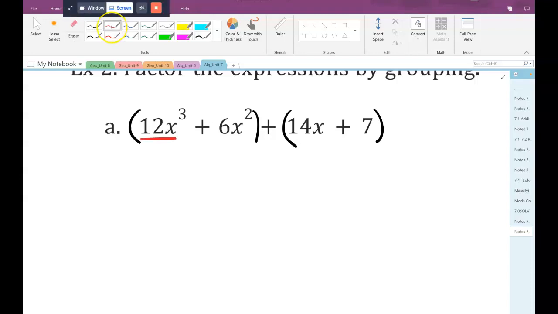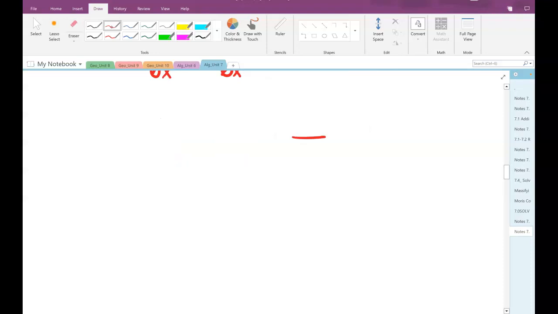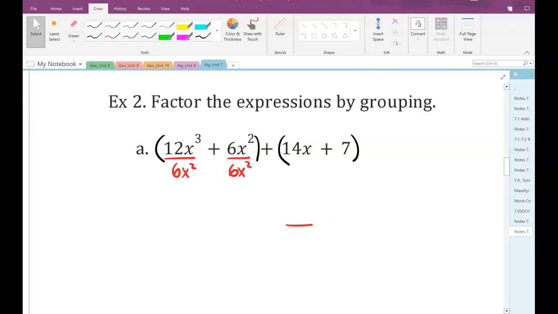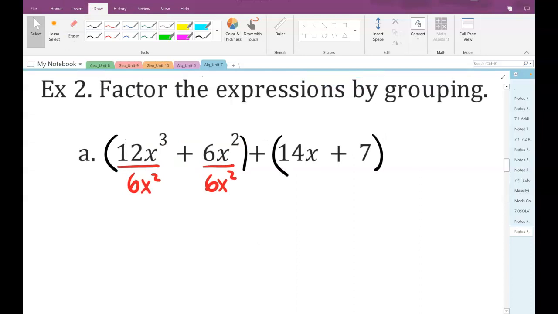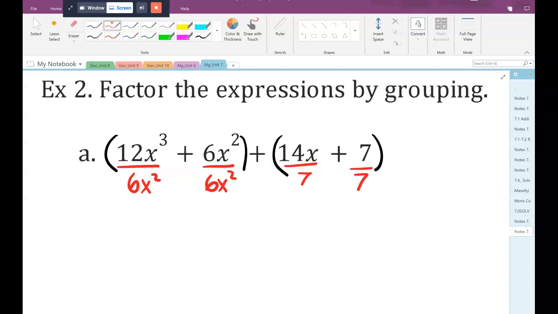So that's what we divide by, 6x squared from our first group. And our second group, the greatest common factor of 14 and 7 is 7. So we divide each term by 7. Erase. Why isn't it erasing? There you go. Divide each by 7. And then we write out our terms.